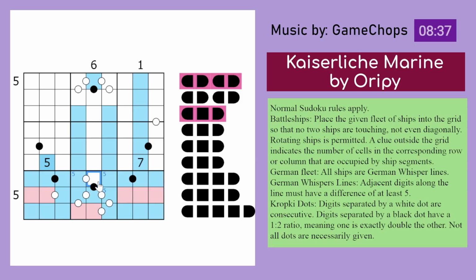Right, so where does your empty cell go? It can't be here, because if your empty cell was here, then this one must be its own single ship, which doesn't work. So this we know is ship.